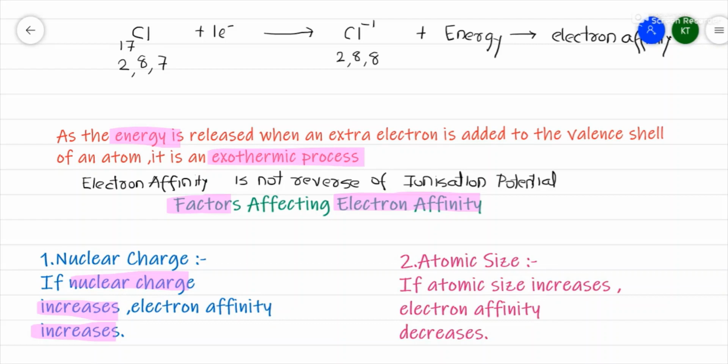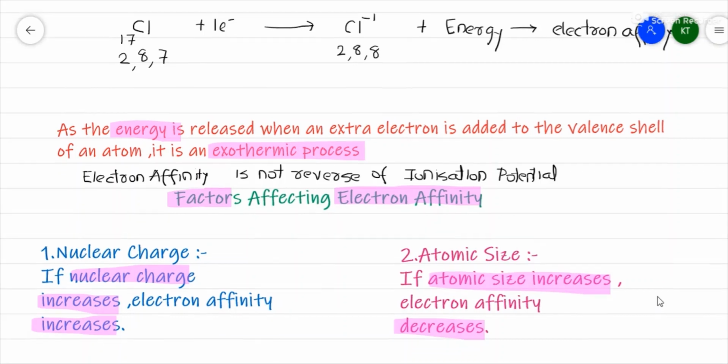The second factor is atomic size. If atomic size increases, then electron affinity will decrease. Larger atoms do not tend to gain electrons very quickly, that's why less energy is released. So do remember one particular fact: if an atom gains an electron very quickly, then more energy is released. But if an atom does not gain an electron very quickly, less energy is released.